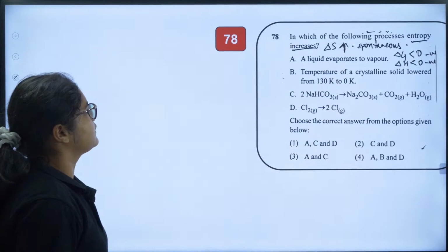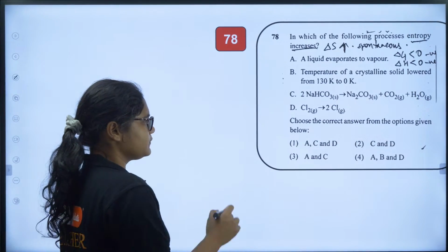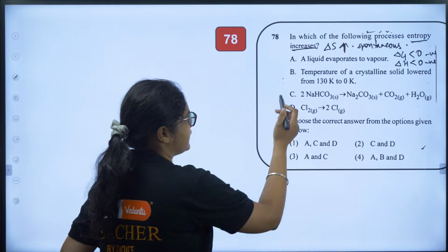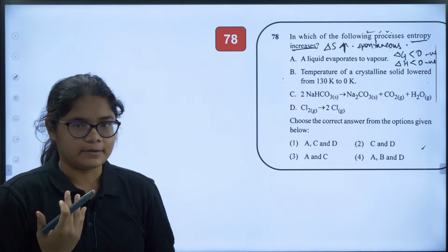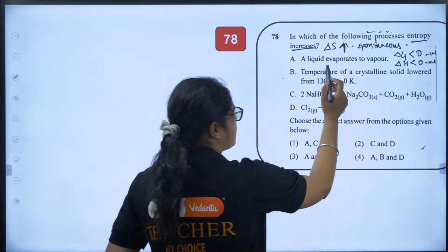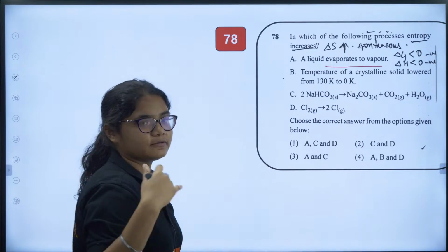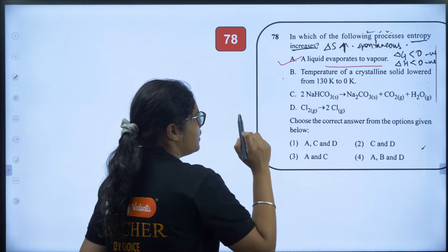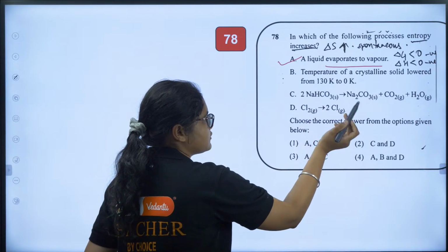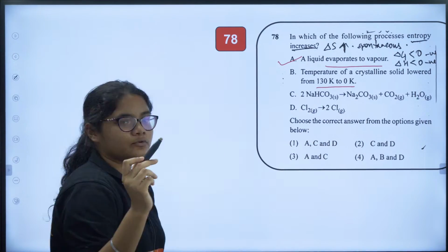Okay. Now let us go to the next question. In which of the following processes will the entropy increase? Now entropy increases when there is more randomness, right? So a liquid evaporates to vapor, that is from liquid phase to gas phase, so that is why entropy will increase here. Now if you see, the temperature of a crystalline solid is lowered from 130 Kelvin to 0 Kelvin.